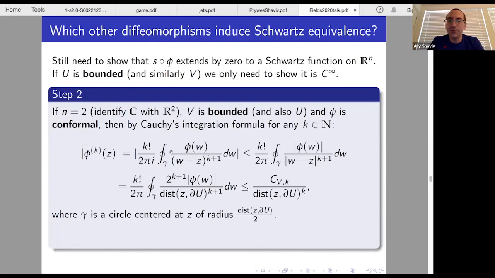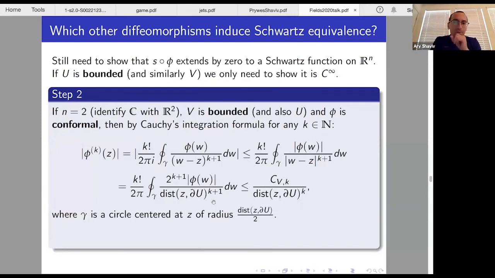Okay, so I just wrote the formula. The first inequality is just putting absolute values everywhere. And then we have an equality saying, what is W minus Z in this expression? It's just the distance, it's just the radius of gamma, right? W minus Z, the absolute value, is just the radius of Z for any point in gamma. So this is the distance of Z to the boundary over 2. So I just plug it in here and we get this equality.